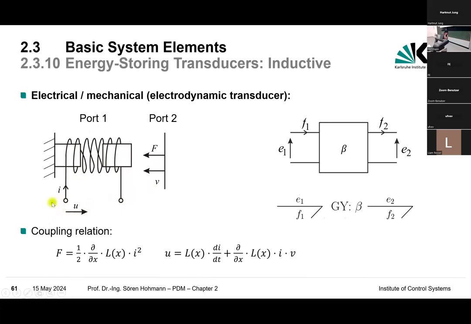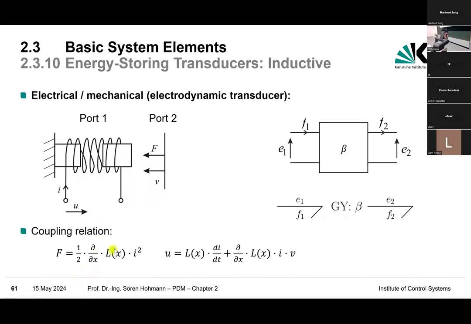You apply a certain voltage, current flows through the coil, and this magnetic or magnetizable material moves into the coil. So we get some sort of force and velocity, and here we are with our force. Port 1 is the current-voltage connection of these two. That's the first power port, I times U, and the second port is described by the force, so the flow, and the velocity as the effort value.